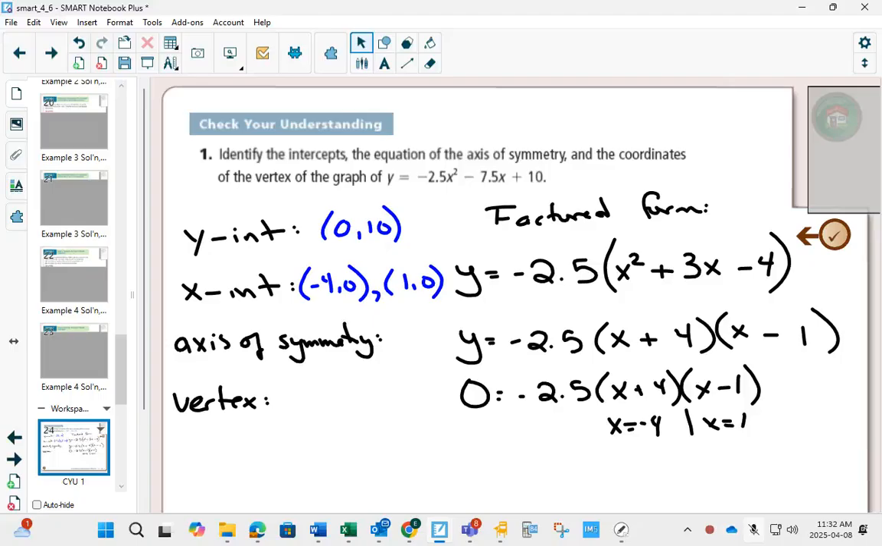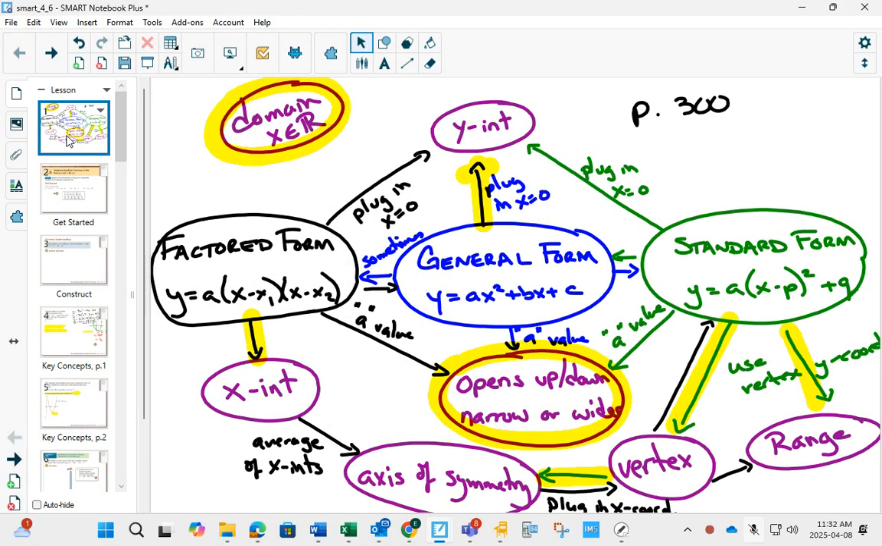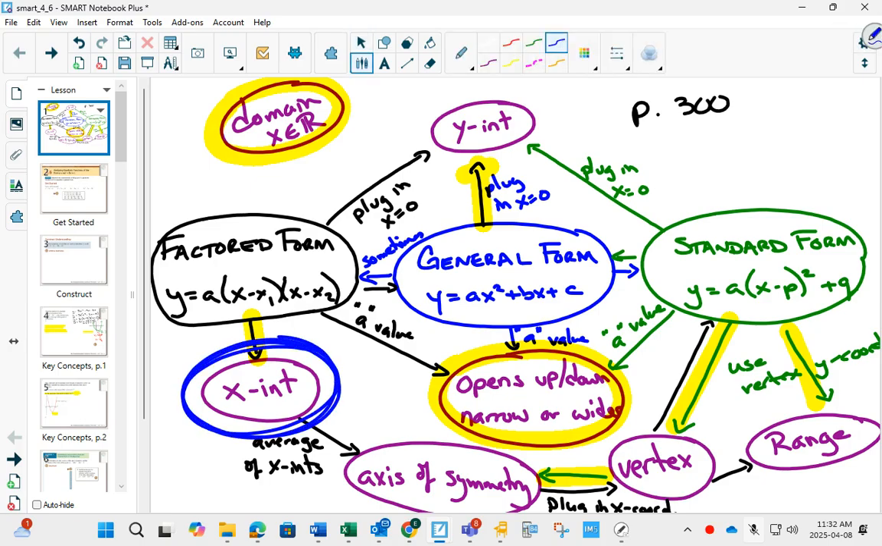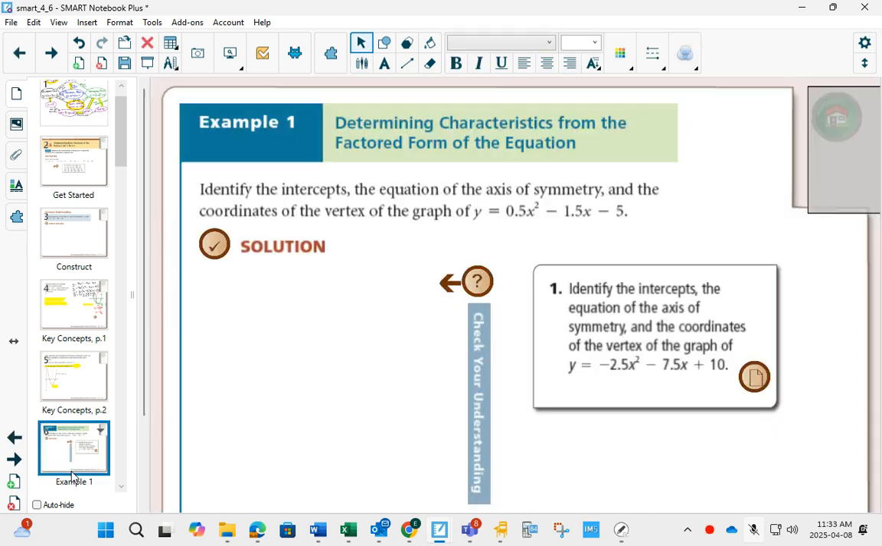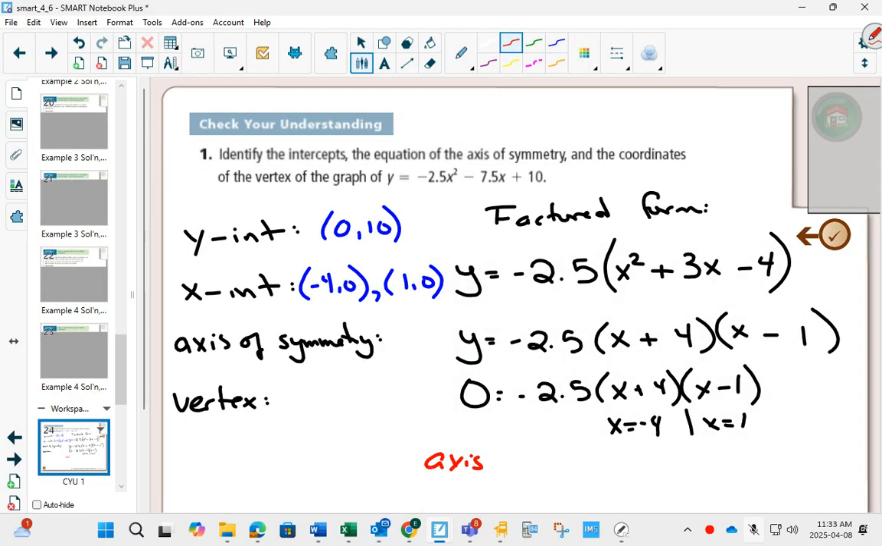Because I started in the factored form, right? Can you see that right now we are here? It's not far to go there to get the axis of symmetry. That seems a lot quicker than going this way at this moment to get the axis of symmetry. So I'm going to keep with the factored form. I'm going to find my axis of symmetry.